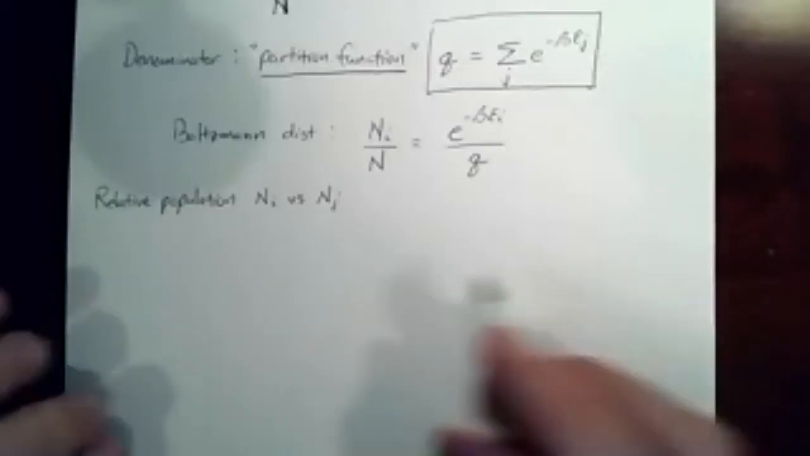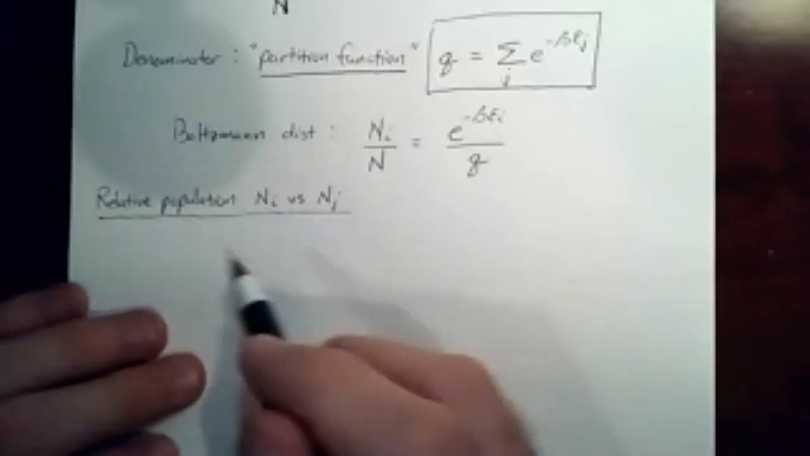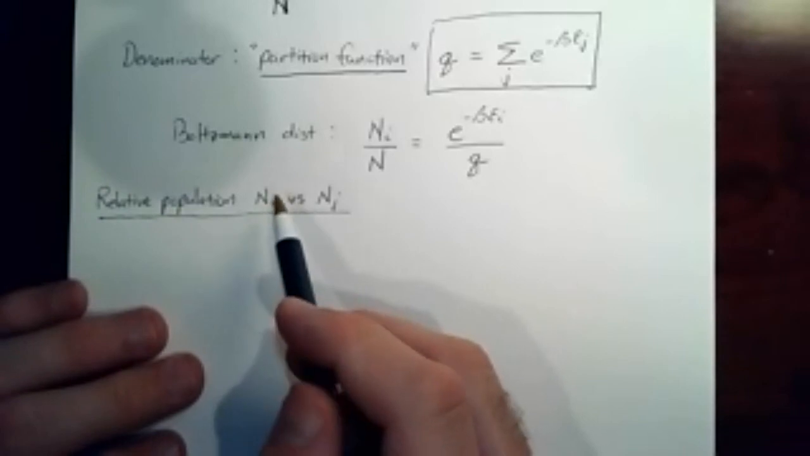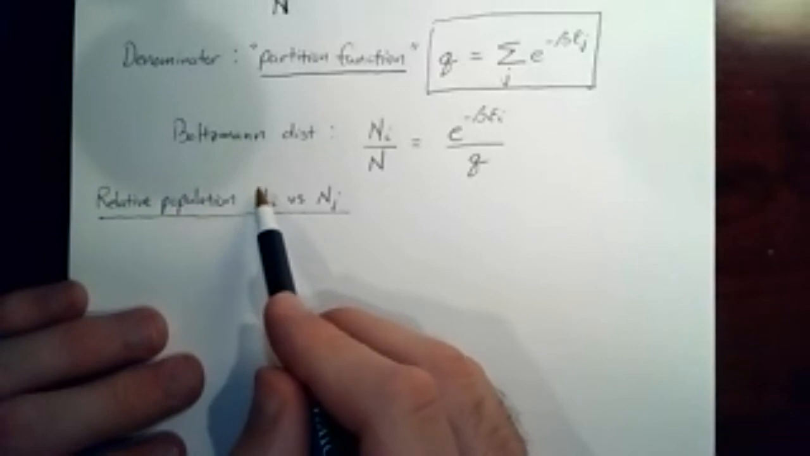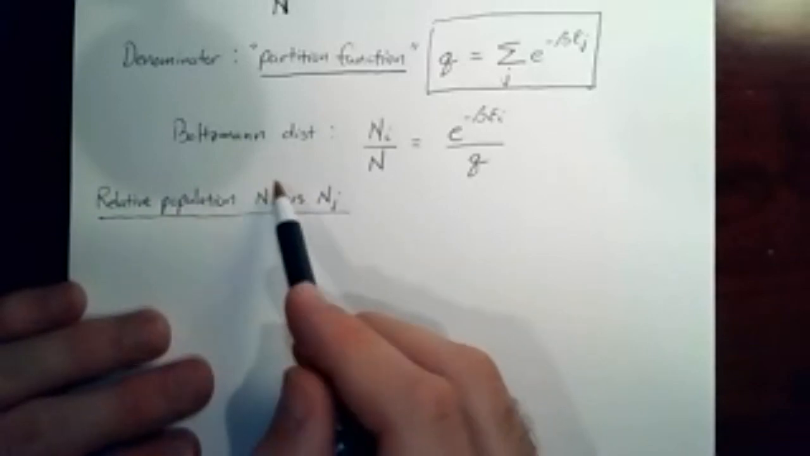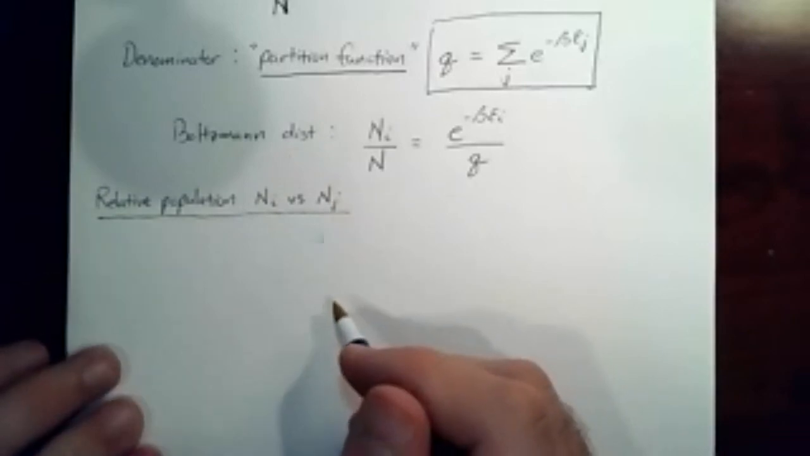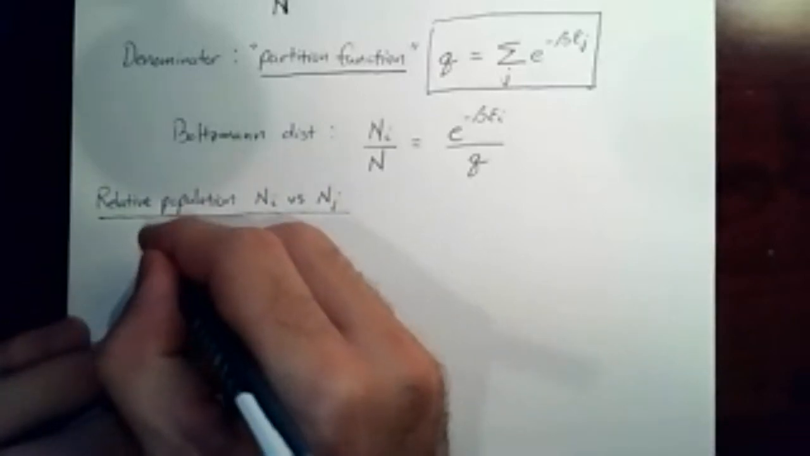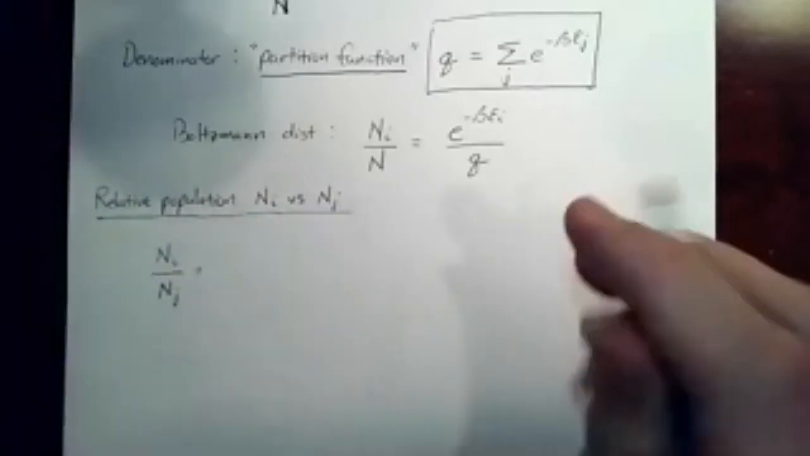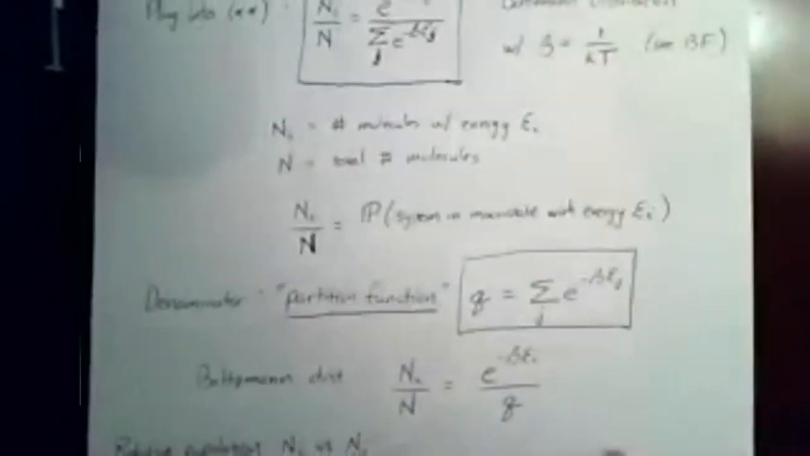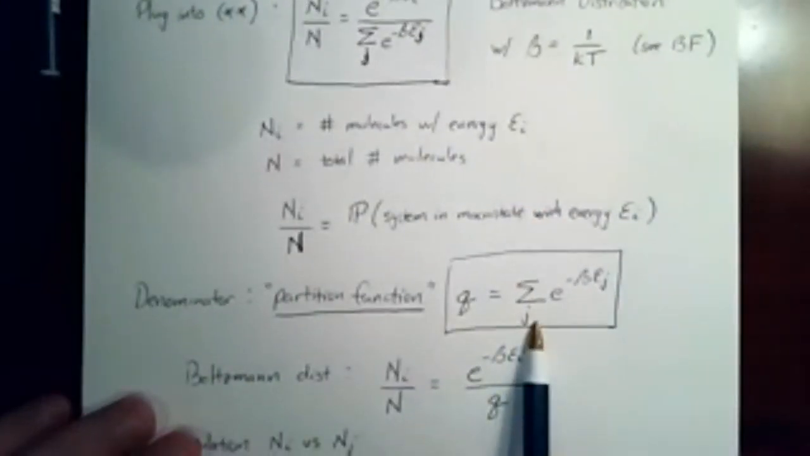Okay, so the last thing I'd like to do is talk about the relative population of N_i versus N_j. So in a way, we're going to use the Boltzmann distribution to answer the question, which is more likely: that we would find a molecule in state i or a molecule in state j. And we're going to do that just by computing the ratio N_i over N_j, where we plug in the Boltzmann distribution for each one. I'll use this form right here.